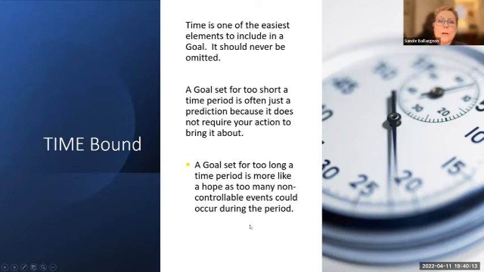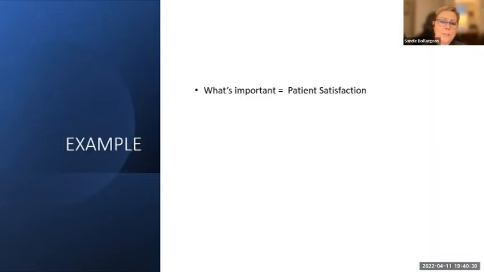A goal that's too long of a time period is more like a hope or a wish. That's part of your wish list. And too many uncontrollable events can occur during this period. A perfect example of that was whoever set their budget for 2020 certainly had to make some adjustments, because no one expected what happened with the pandemic.